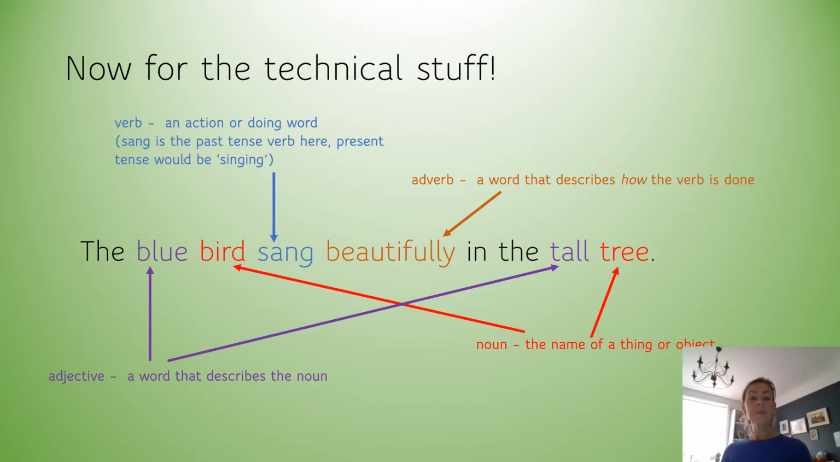And then your adjectives, they are the words, the purple words here, that describe the noun. So we've got two nouns there. We've got bird and we've got tree. We've got the word blue, that's an adjective that describes the colour of the bird. Colours are always adjectives. And tall, that describes the tree. So that's an adjective. Those are some of the technical things that you might be doing within your sentence.